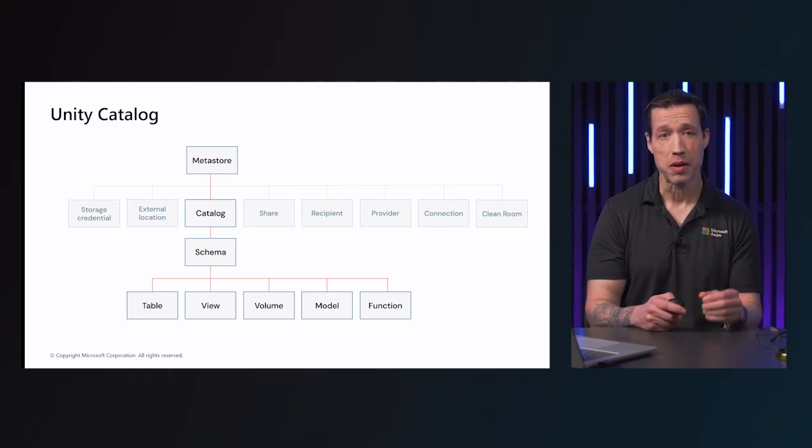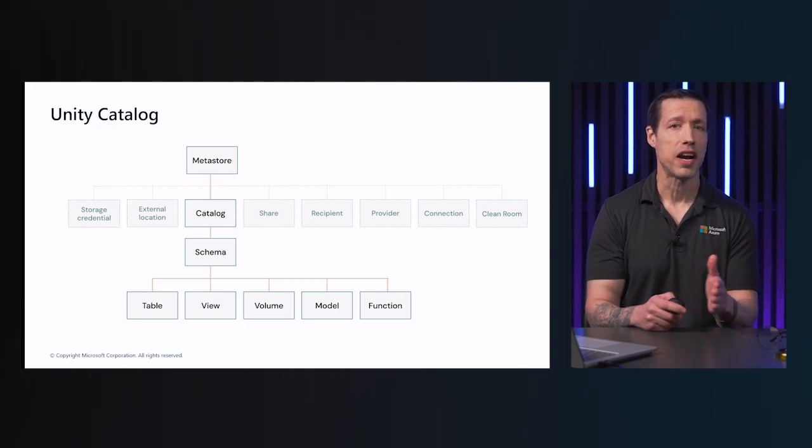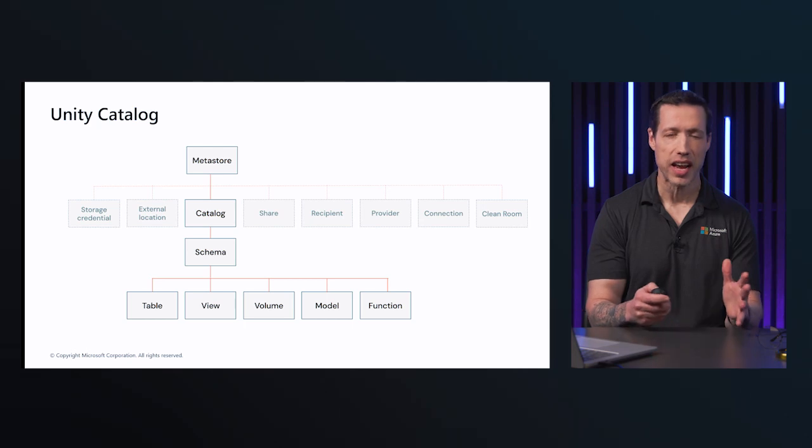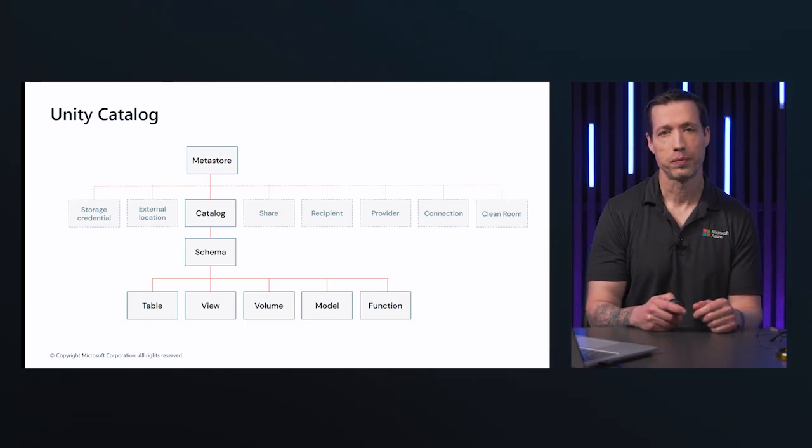Tables and volumes can be managed or external, with managed tables being fully governed by Unity Catalog, ensuring data integrity and security. This hierarchical structure helps you keep your data assets neatly organized and easily accessible.